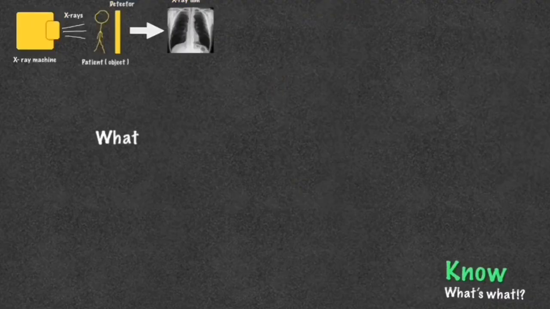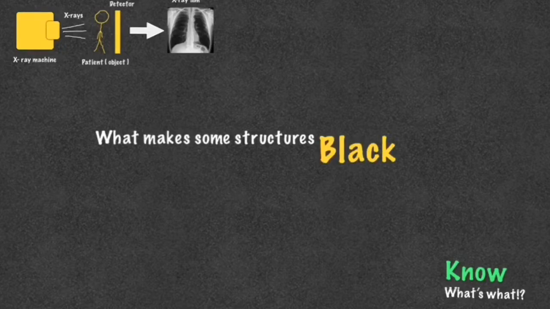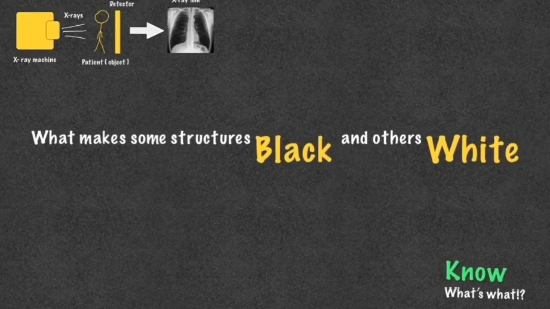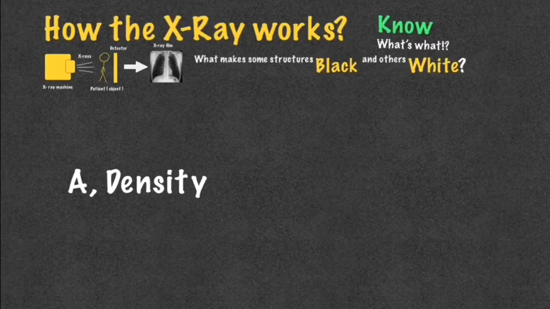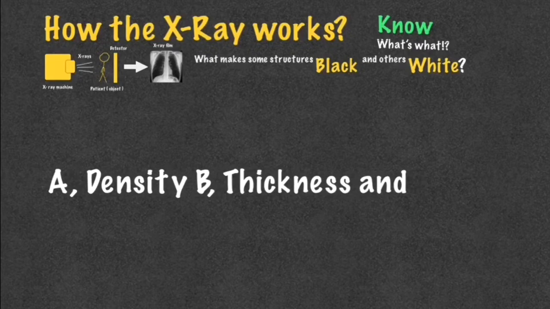Now, what makes some structures black and the others white on an X-ray film? Or what determines the color of different objects on the X-ray film? There are three factors: A, the density of an object; B, the thickness of an object; and C, the exposure time. So we start with the density.